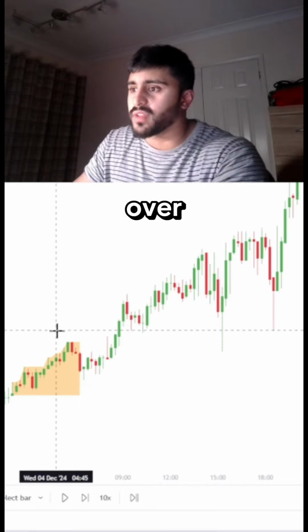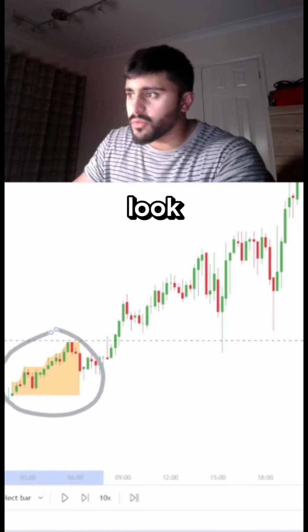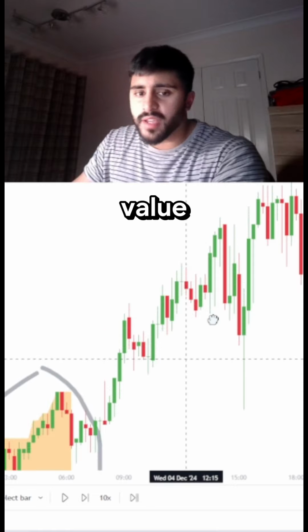And that's exactly what we had over here. We had a relatively low volume Asian range over here. That is the first thing I look for. The second thing I look for is a fair value gap within the London session.